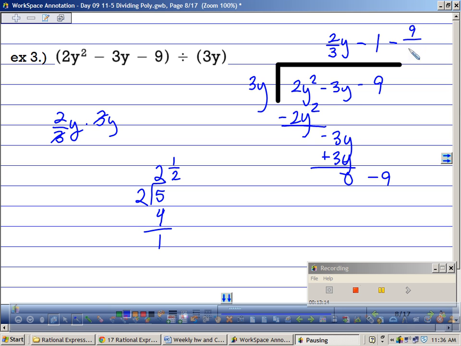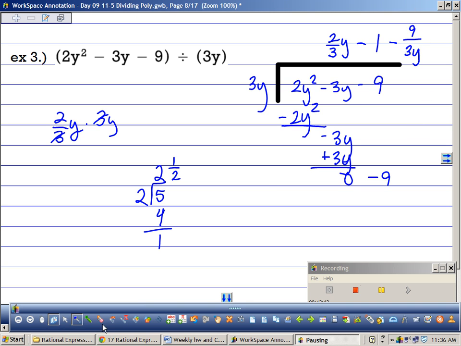Negative 9 over 3y. But that can be reduced, right? It would become, isn't that negative 9 over 3y? Isn't that just like I did 1 over 2? Didn't I take that and put it over that one? I don't know. Okay. Are you guys ready for me to show you something a little bit easier with monomial? How does it simplify?